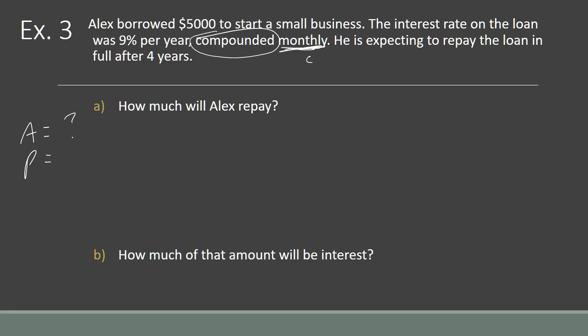The starting amount, he borrowed $5,000. Our interest rate, don't forget to make it a decimal. So divide that by 100, 0.09. Your compounding period is monthly. What number is monthly? How many months are there in a year? 12. Time, it says he's going to repay it in 4 years.